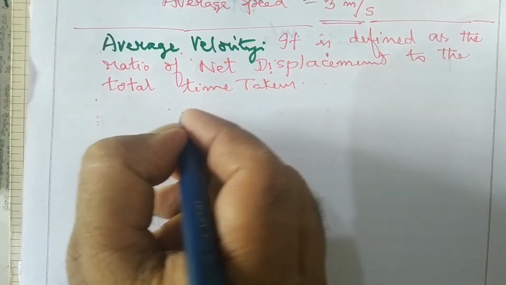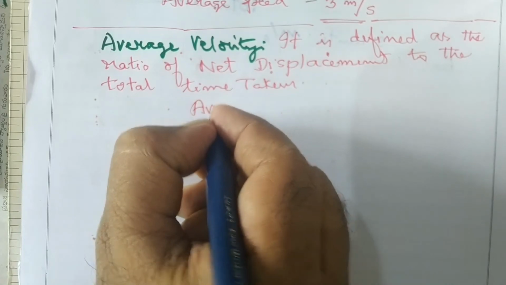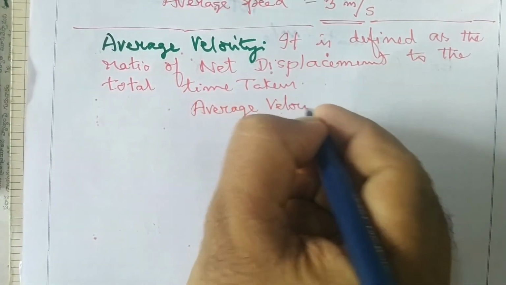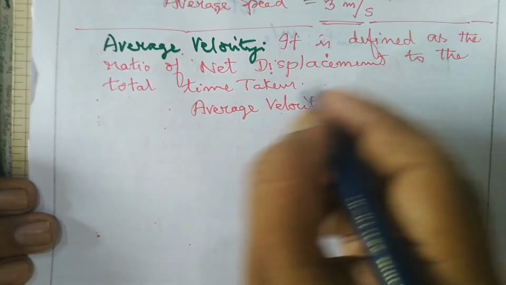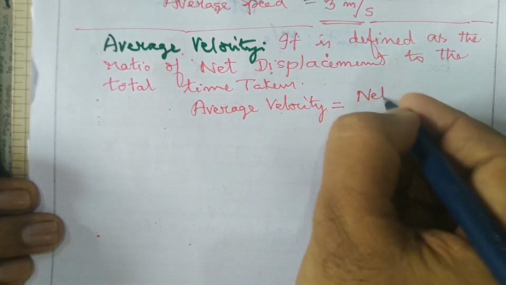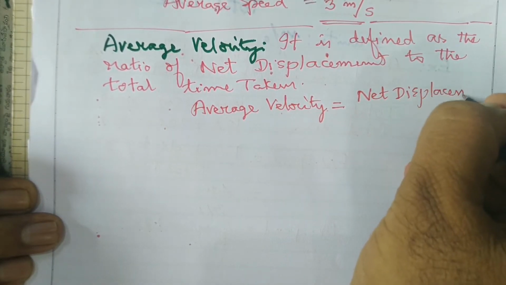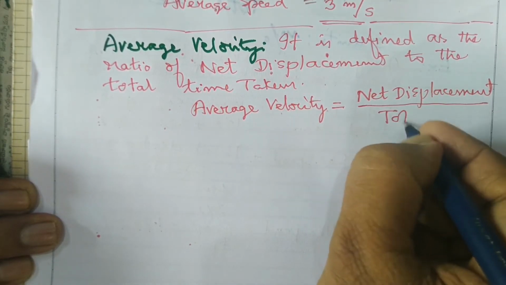The formula, I am talking about average velocity now. Average velocity is equal to net displacement divided by total time taken.